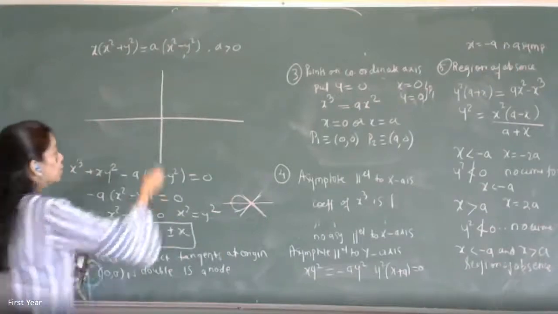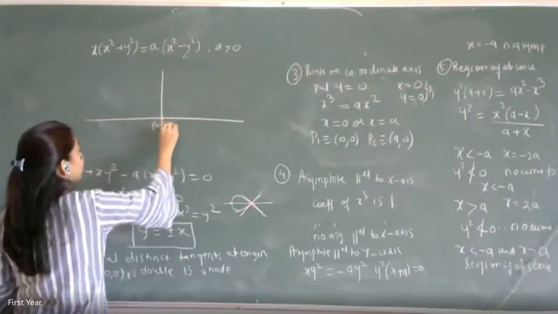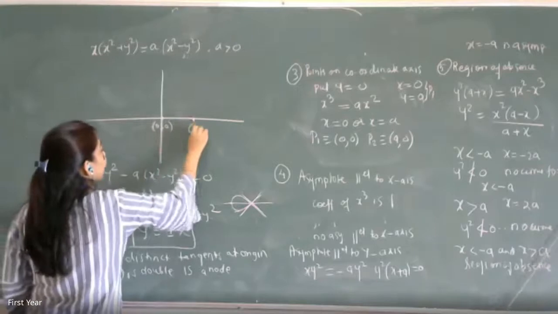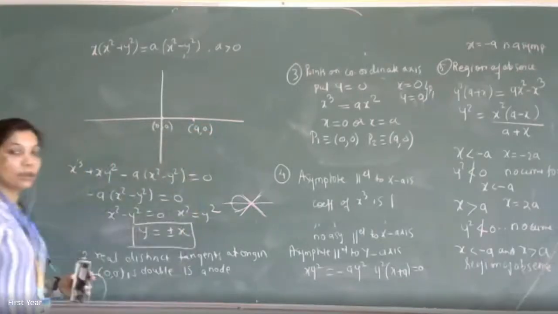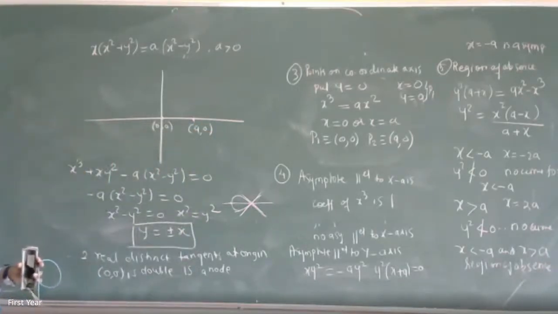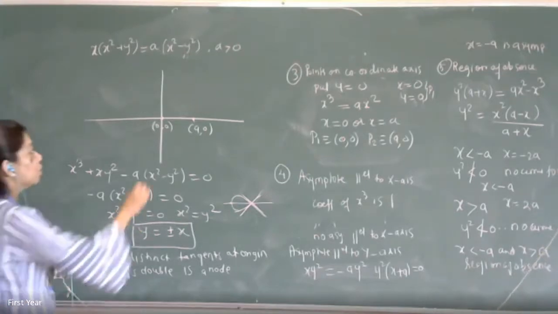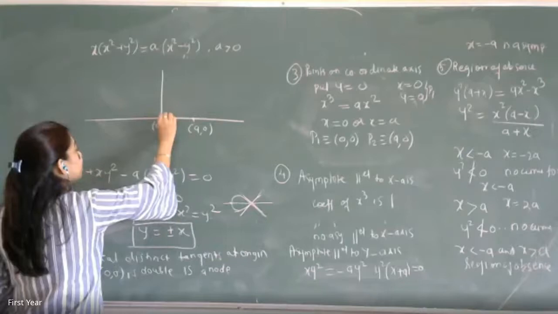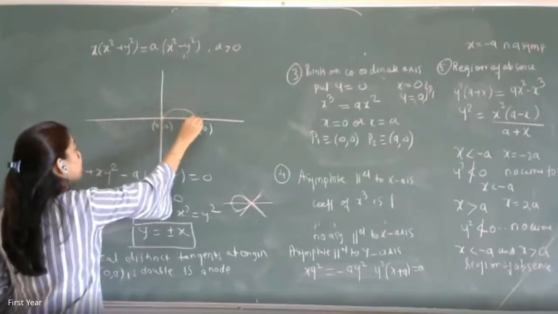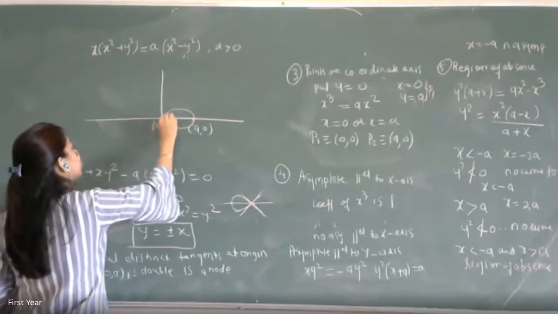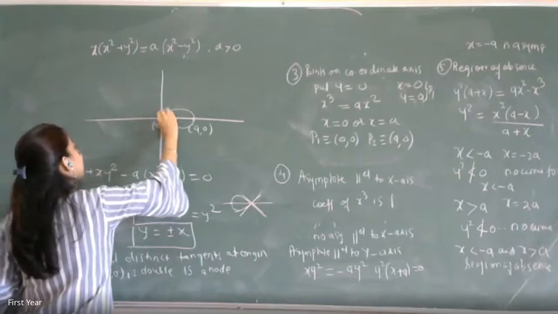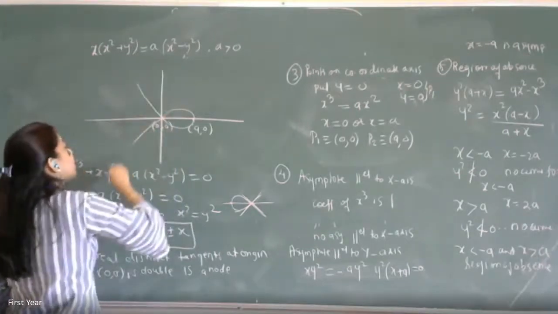First point is origin, 0,0. Second point is a,0. Right? So the node, if it exists, it will exist between these 2 points. Origin is the node. So what will it be? Something like this. Then it will go like this, and it will go like this.